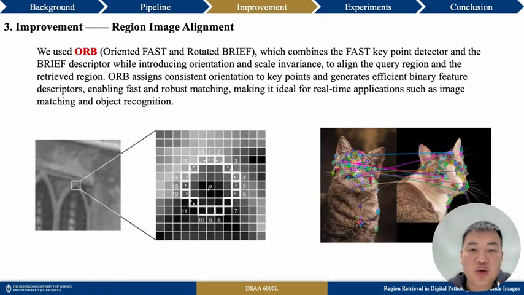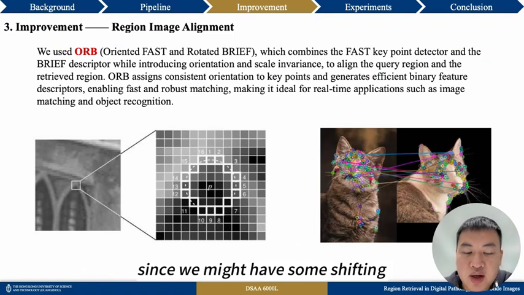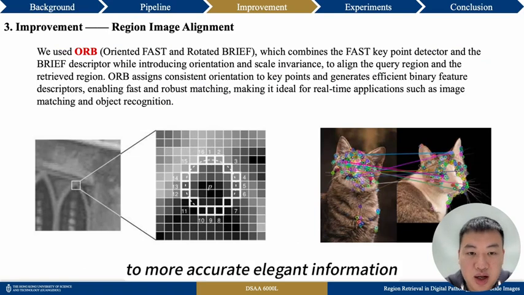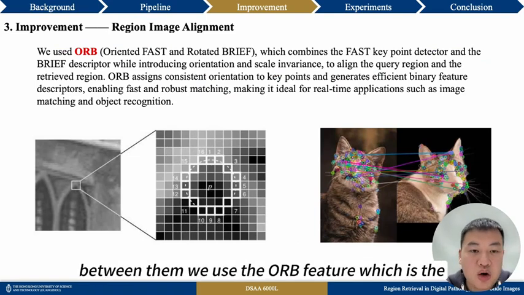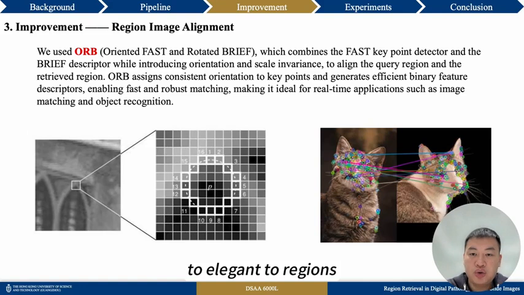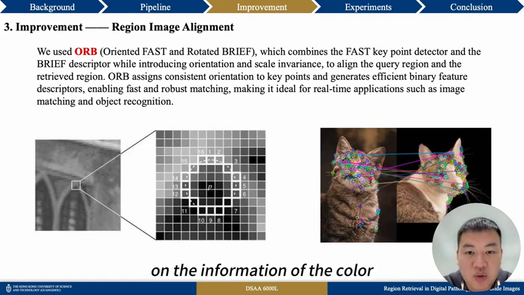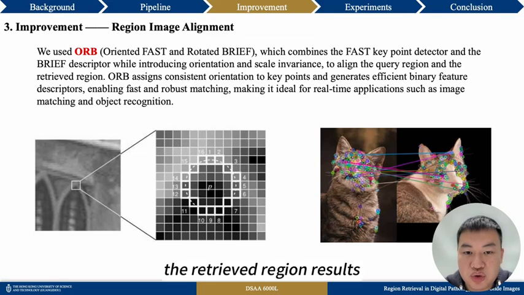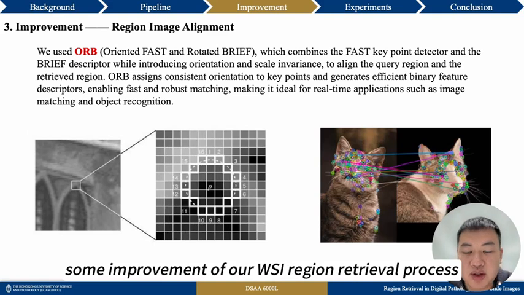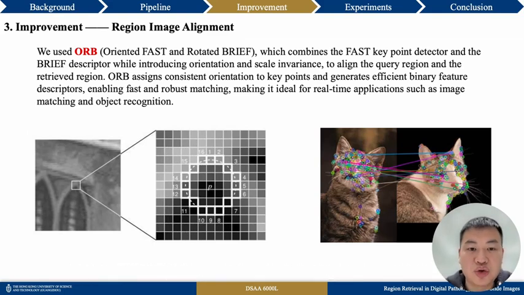The third improvement is the post-processing of the region retrieval, since we might have some shifting between the query region and the retrieved region. To align the information between them more accurately, we use the ORB feature, the oriented FAST and rotated BRIEF descriptor, to align the two regions based only on the color and shape information from their images, to efficiently and accurately retrieve the region results. So here's the whole process and some improvements of our WSI region retrieval process, and Haiqi will introduce our experiments and visualization results.